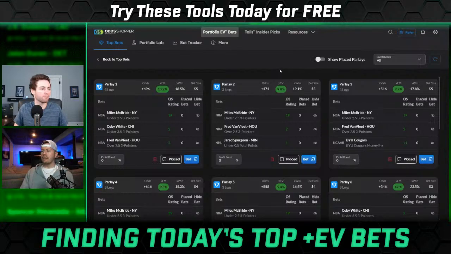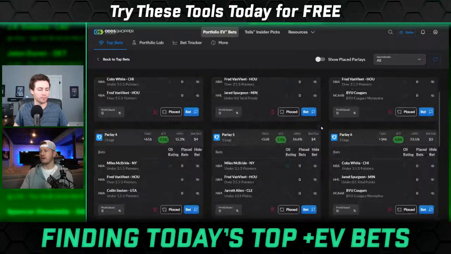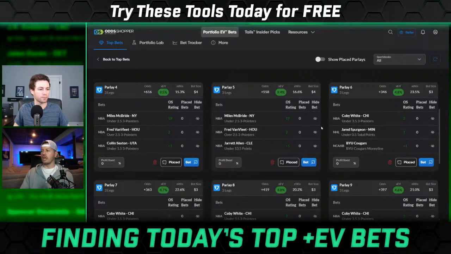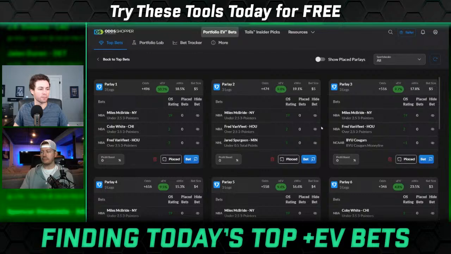Nice. Yeah. There's a threes parlay on the left. A lot of threes right now. There's a Jared Spurgeon points prop for NHL. BYU Cougars. Small edge there. What's that, less than 1% edge, or EV, but still. Yeah, this tool is going to help me out a lot on sites like DraftKings. Caesars doesn't even allow me to bet parlays.